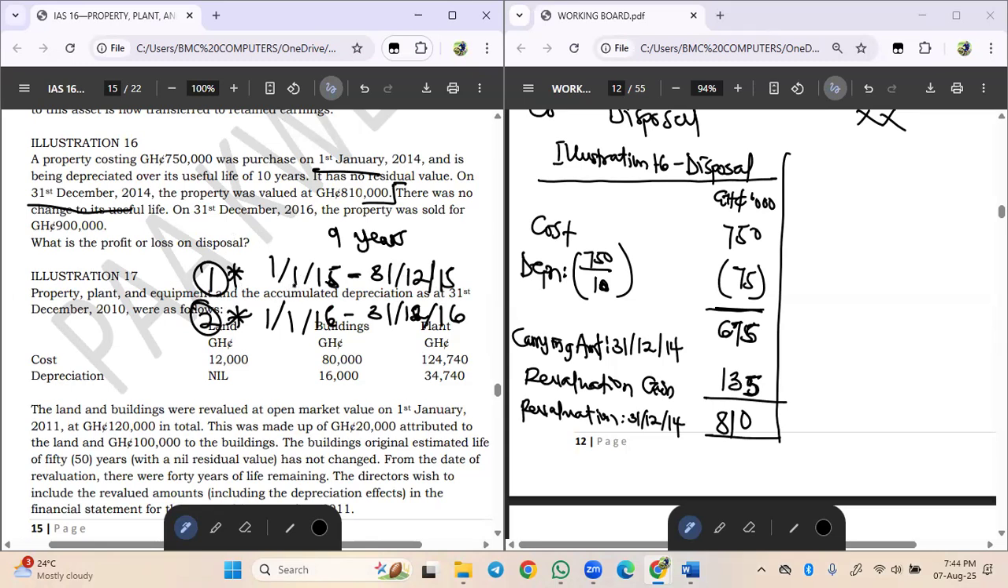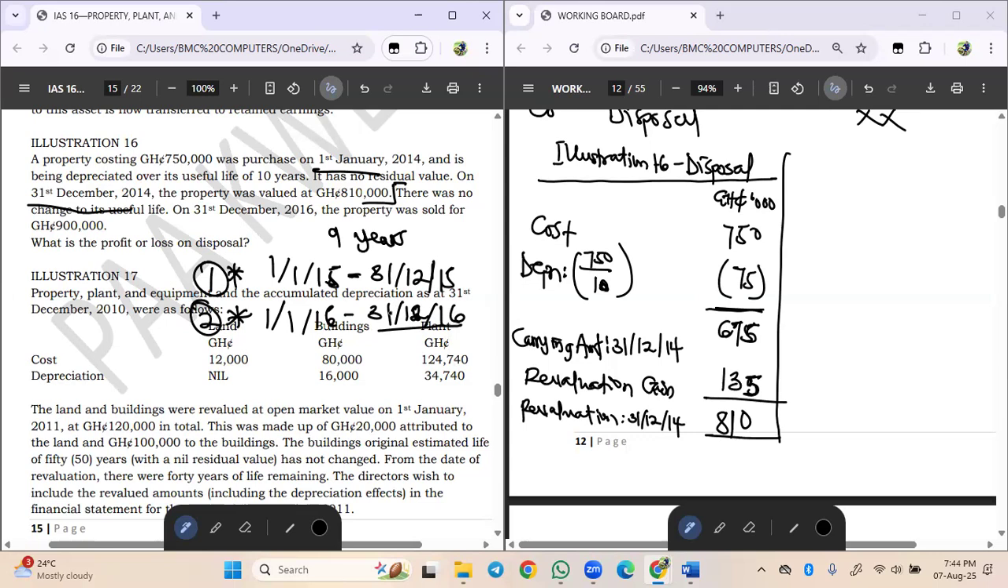Okay, we have to calculate the depreciation for the whole of 2015 and also for the whole of 2016. Then we'll get the carrying amount as at 31st December 2016, which is where the disposal occurred. So now we are going to compare the disposal, the amount we received on realization. When we dispose of the assets, how much do we receive? How much did we earn?